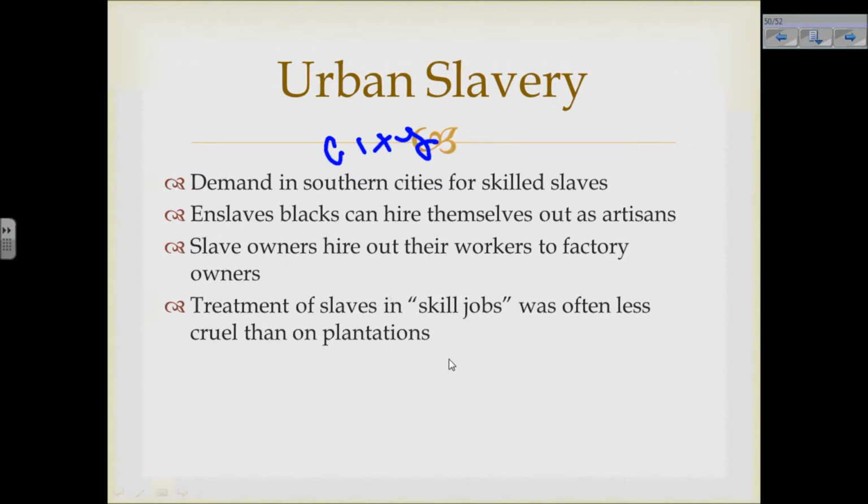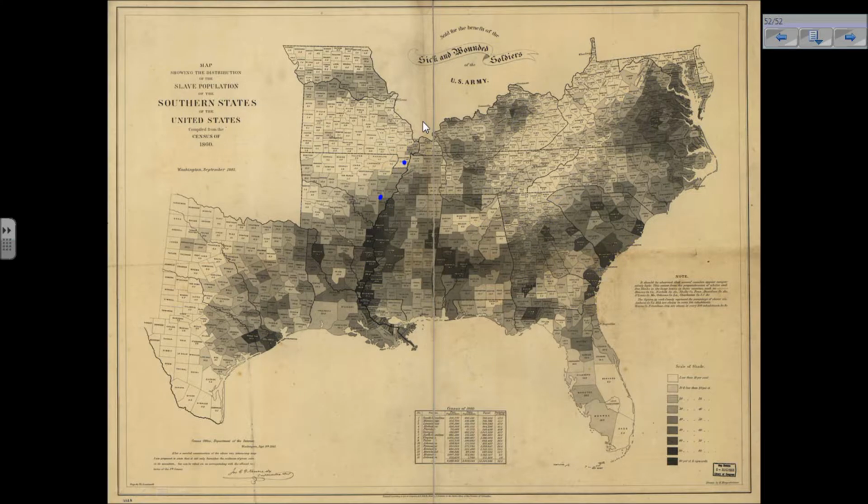The treatment of slaves in skill jobs was often less cruel than on plantations because they are providing an actual skill and not just a field hand. And to close, I just kind of want to show you this map that was made right as the Civil War got underway, and really it's a depiction of the South and the spread of slavery in the South.